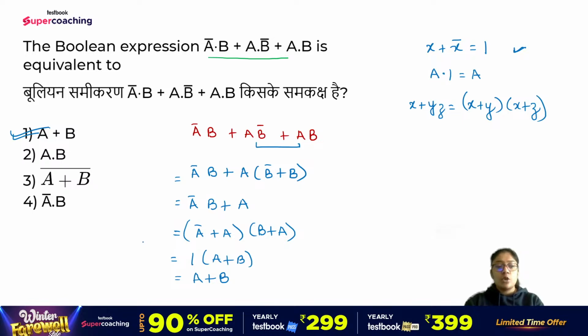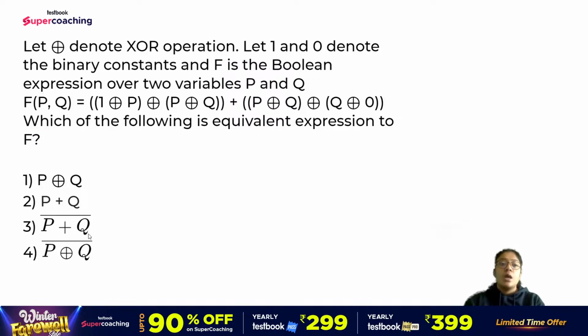No Sarika, it's not option 2, this is option 1, A plus B. It's not A multiplied by B. Easy? If yes, then let's move on to the next question.